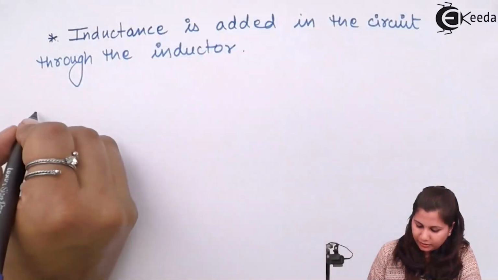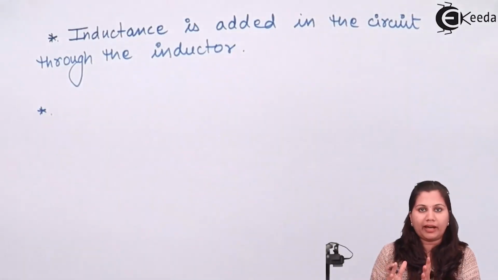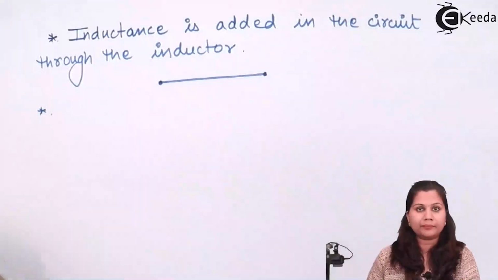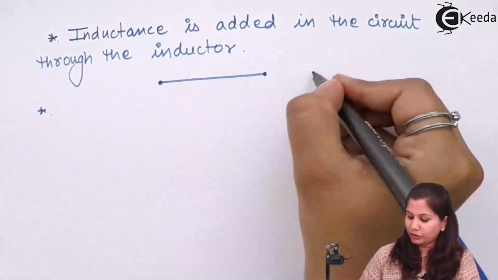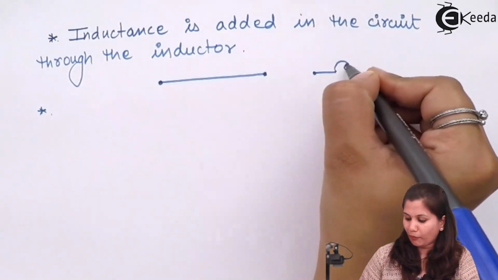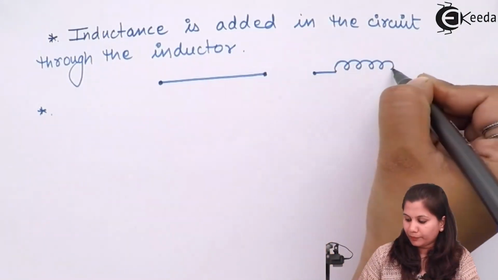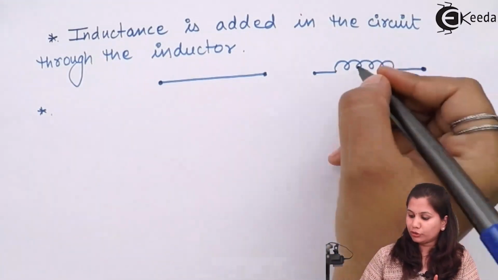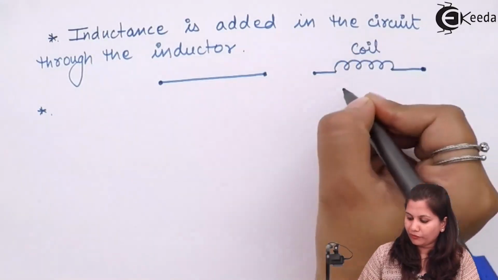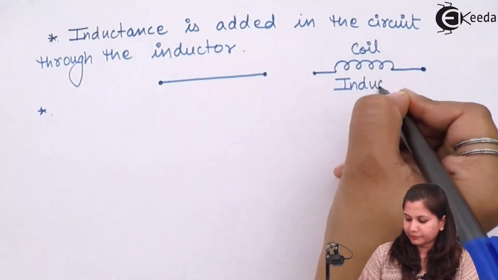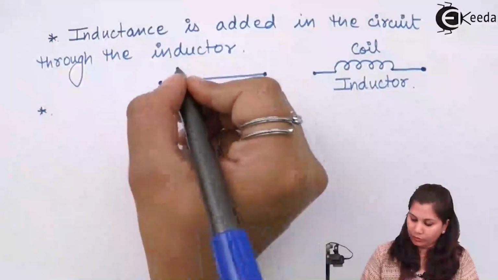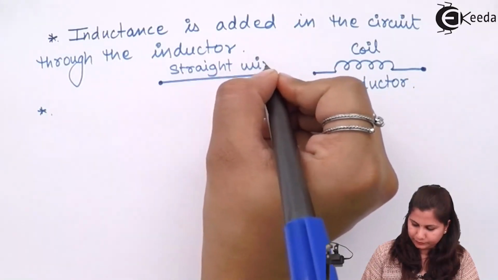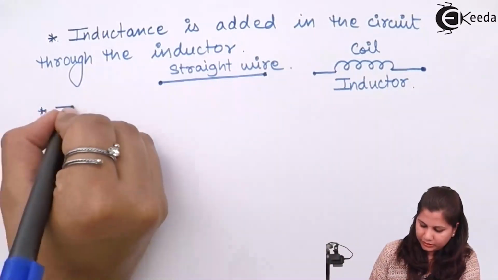An inductor is just a coil of wire. Suppose we have a simple straight wire, and we press that wire so that it forms the shape of a helix. There are a number of turns in this wire. So this forms the coil, or we can say that this is the inductor.